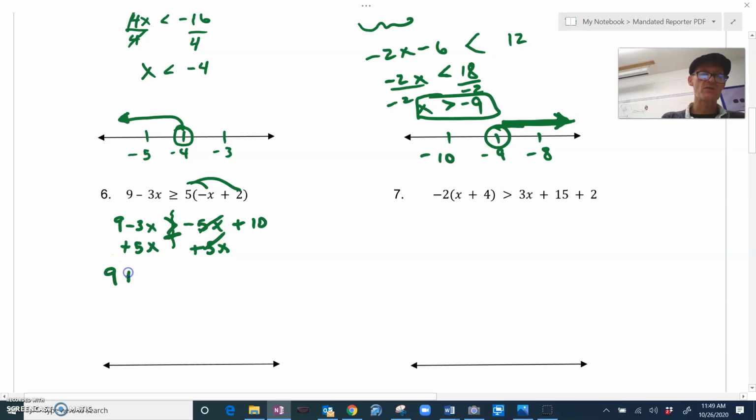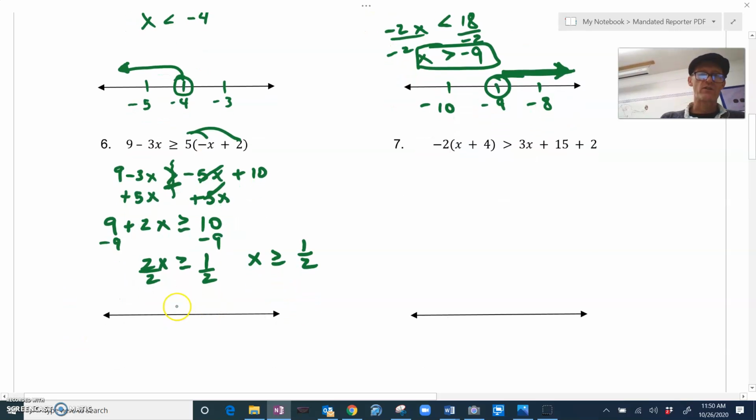So I have 9 plus 2x greater than or equal to 10. Subtract the 9. I get 2x greater than or equal to 1. Divide by 2. And I get x greater than or equal to 1/2. So on the graph, this is a 1/2. You can put a 1 here, and you can put a 0 here. And if you circle it, you got to fill in the 1/2 because it's or equal to. X greater than or equal to, remember the greater than is open, right? Greater than or equal to 1/2. Greater than is to the right.